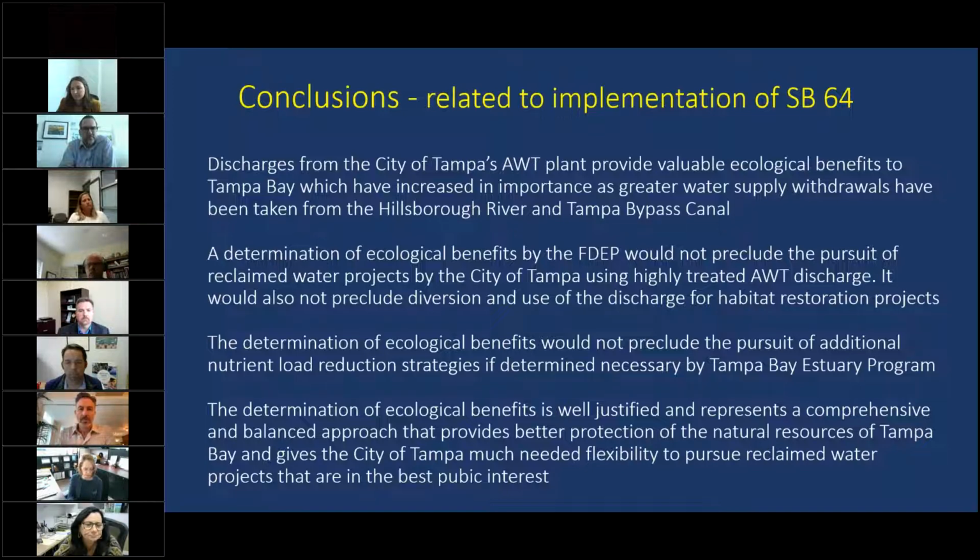The ecological benefit designation would not preclude any future development of uses of reclaimed water, and in fact, it would give time for careful planning and evaluation of those uses and the standards required to do them carefully. We believe an ecological benefits designation is truly a win-win for the whole region. Thank you. We look forward to continued collaboration with all of you. That's it.